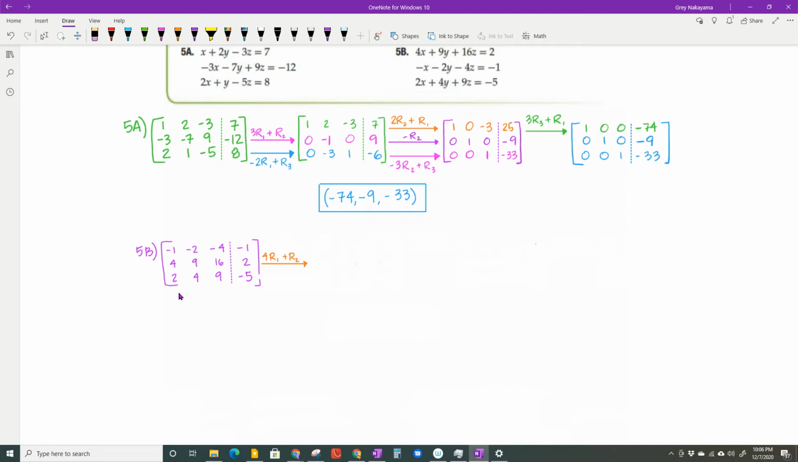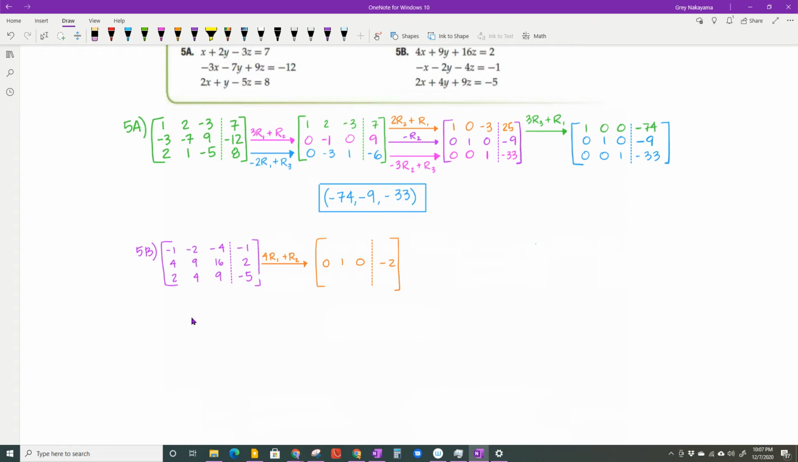4 times row 1 plus row 2, and that gives me 0. 4 times row 1, 4 times -2 is -8, plus 9 is 1. Okay, y'all, the nice thing about this notation is you can just sit there and say 4 times -2 plus row 2, which is 9. Okay, 4 times -4 is -16, plus 16 is 0. 4 times -1 is -4, plus 2 is -2.